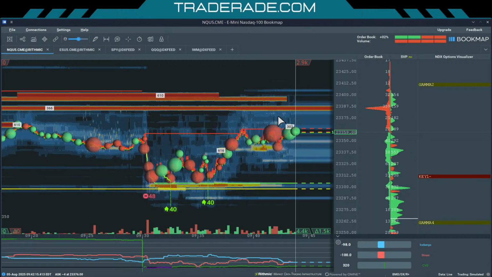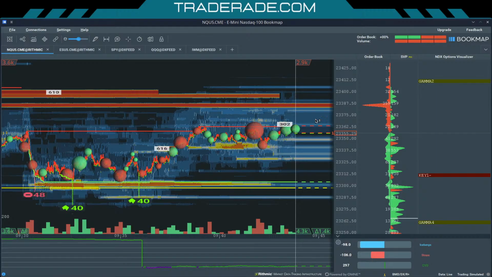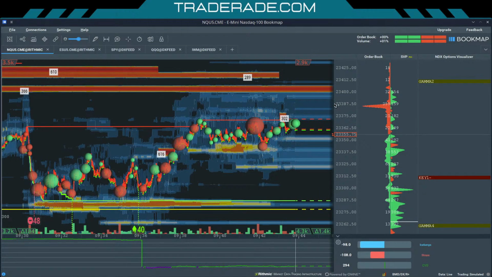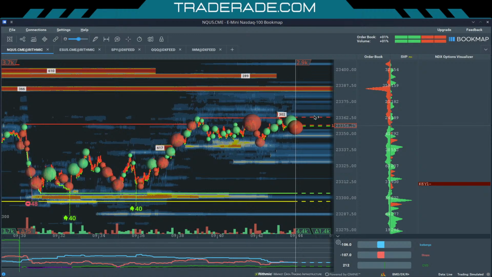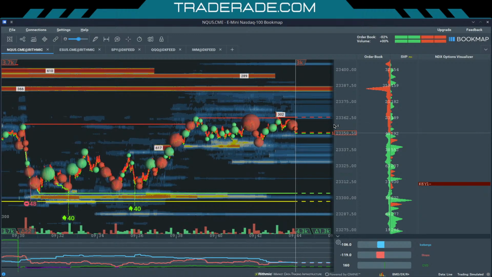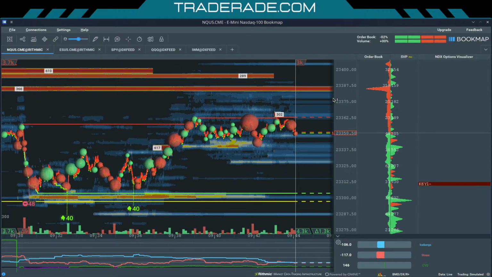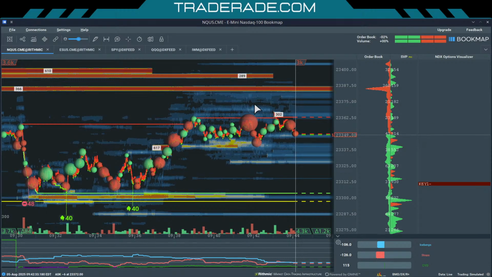So while ES is kind of chopping sideways here, you can see buyers are becoming more aggressive on the NASDAQ, pushing it to new session highs, scaring that offer away, presumably, because it just disappeared. It wasn't absorbed. So we'll keep an eye, but so far it looks like NASDAQ is going to try to lead.